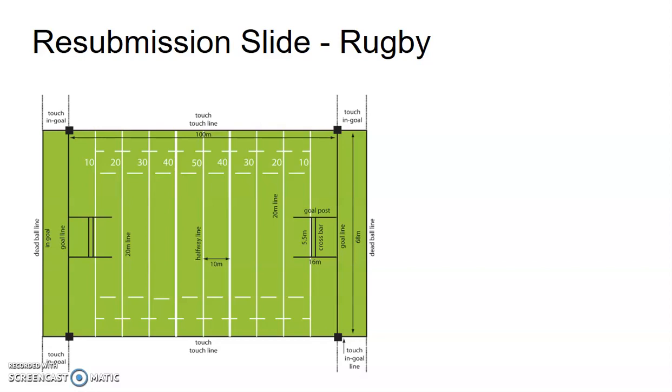The hookers are in the front row and try to hook the ball back so that they have control. The scrum must bind together correctly or the referee will stop it. If a team does not have enough front row players available, then the scrums have to be uncontested.